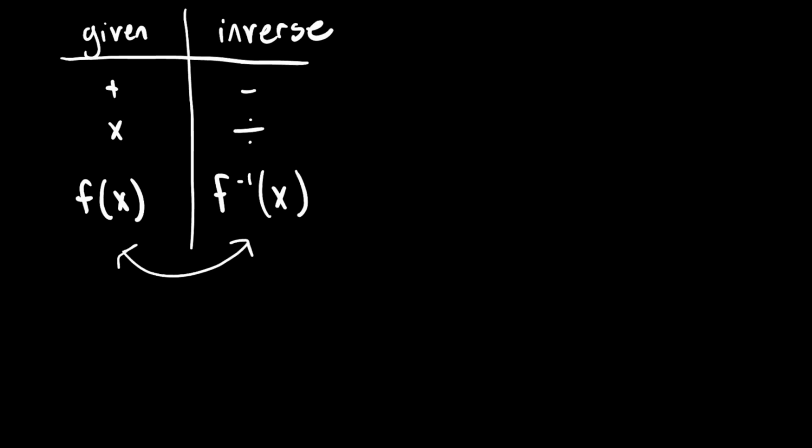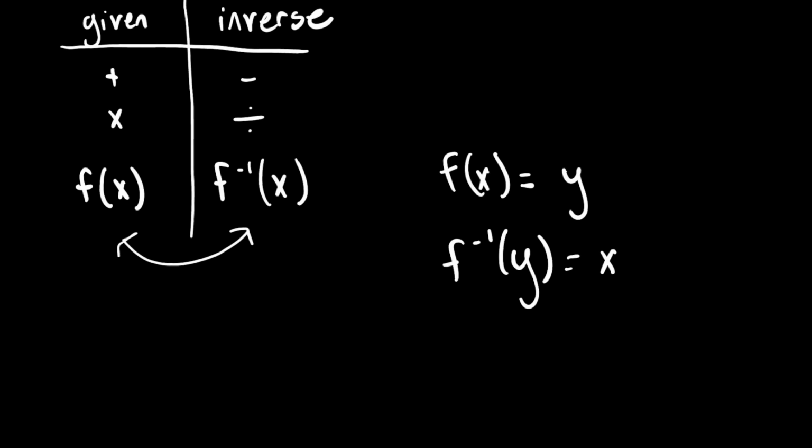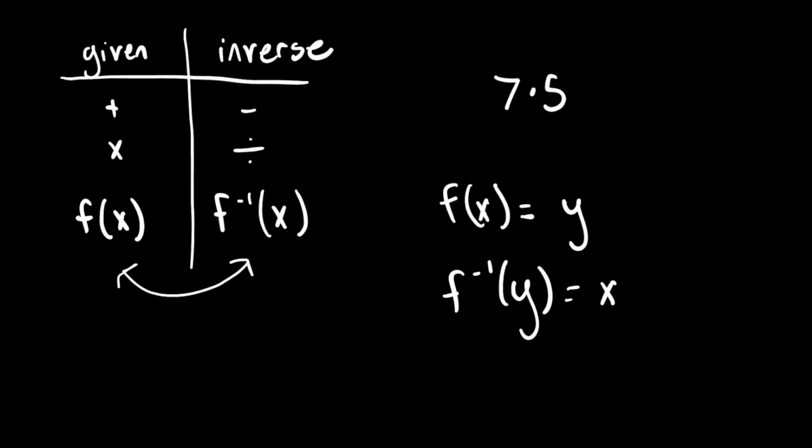A good way to look at it is if applying a function to one x value, let's say f of x equals y, then you could say f inverse of y equals x. In the same way that 7 times 5 equals 35, and 35 divided by 7 equals 5.